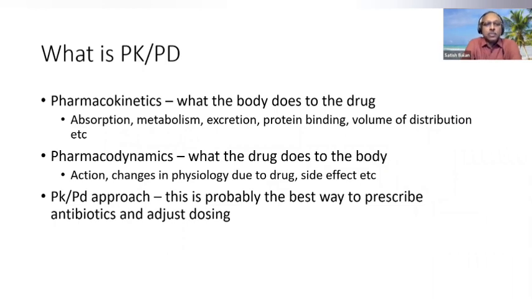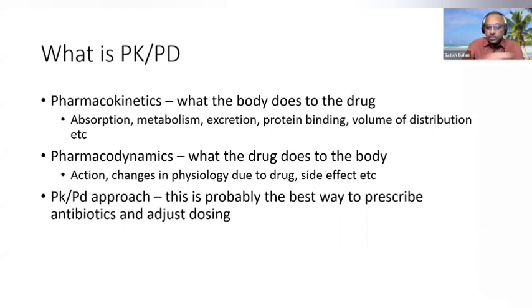Simply speaking, pharmacokinetics is what the body does to the drug. That is absorption, metabolism, excretion, protein binding, volume of distribution, etc. These are all characteristics of a drug which the body does to it. And pharmacodynamics is what the drug does to the body. That is, the action, changes in physiology of the drug, the side effects, etc. And the PK/PD approach is probably the best way to prescribe antibiotics and adjust dosing.